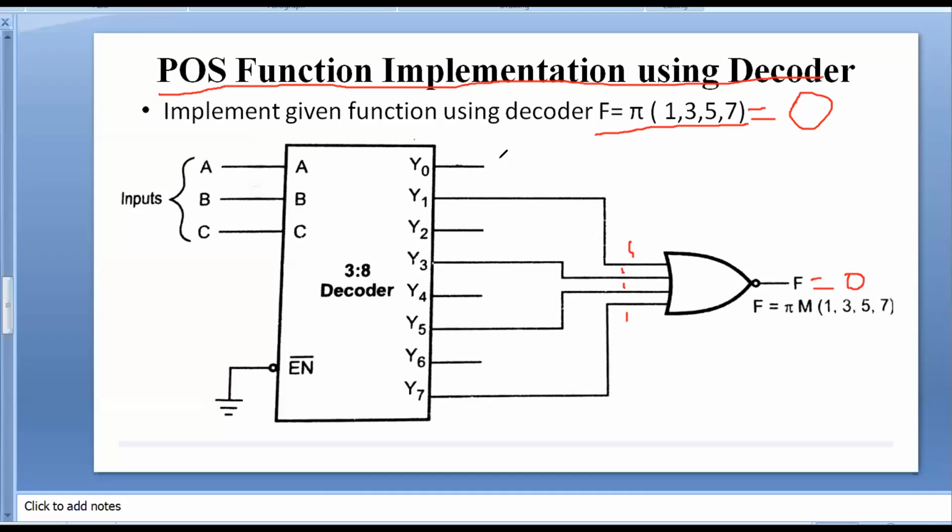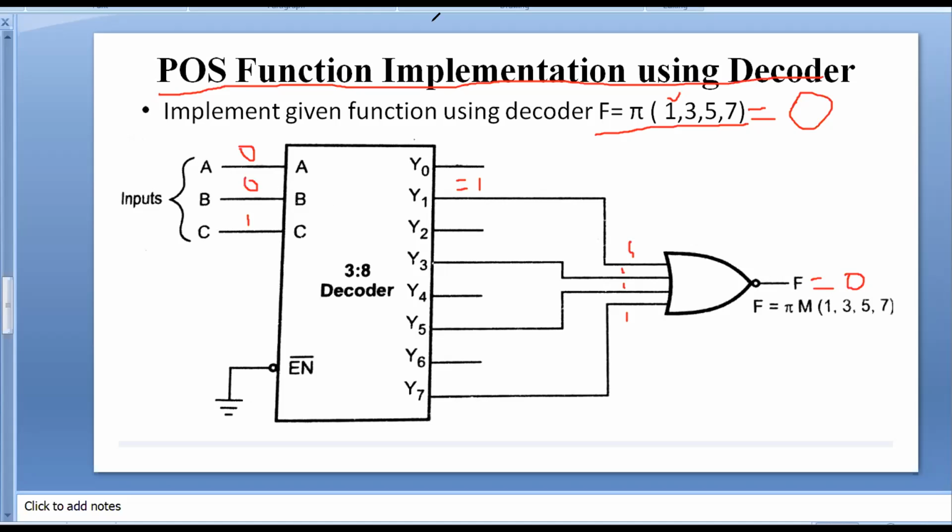Now, any doubts? Okay, we'll take one example. If A equals 0, B equals 0, and C equals 1, that is, we have selected the max term 1. Therefore, the y1 line output will be equal to 1, and this 1 is connected to the NOR gate. What happens for the NOR gate? If any one input is 1, the output will be equal to 0.